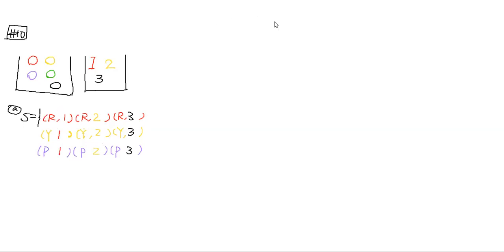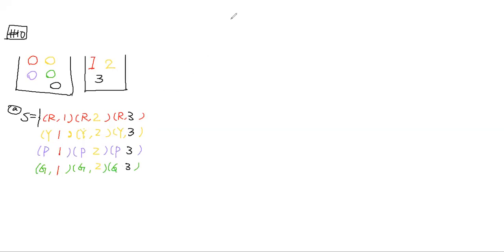Now I have a green. So I can have a green ball with red number 1, a green ball with yellow number 2, and a green ball with black number 3 here.